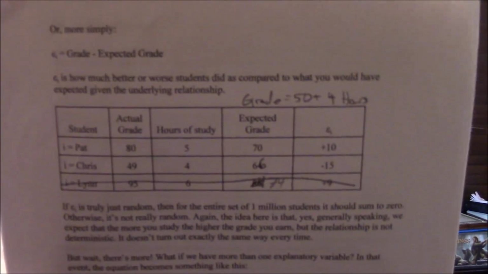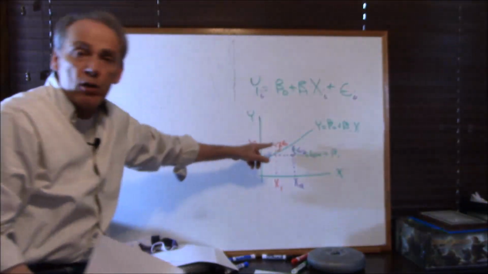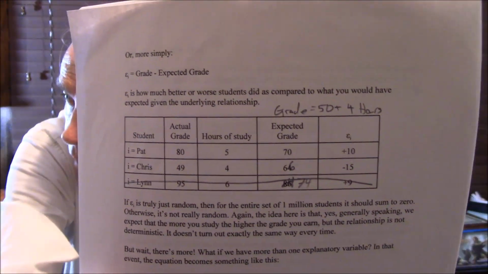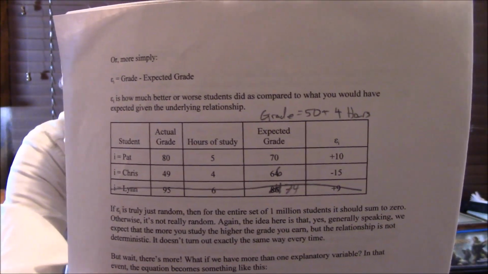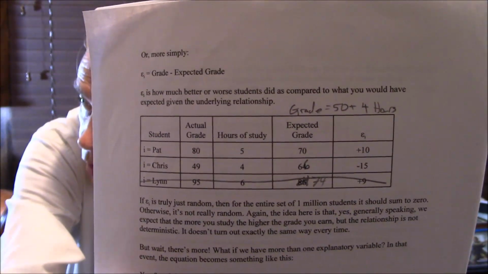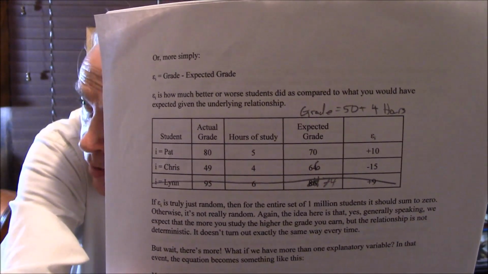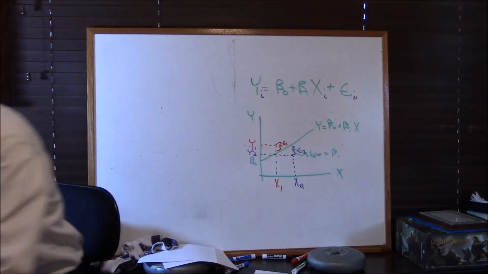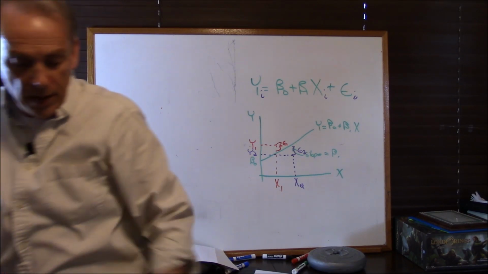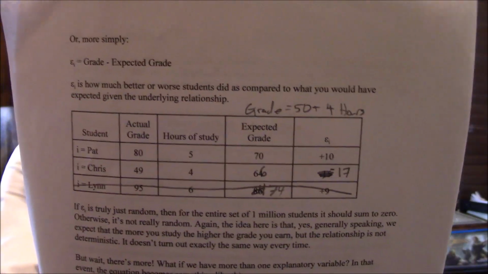Now, so we expected them, and that's going to be the line. The line is what we expected. But there's a stochastic error term. That's not what happened. Pat earned a higher grade than we expected. How much higher? 10 points. I'm going to have to fix the next one because I messed up the math. Chris earned a lower grade than expected, which really sucks for Chris. Let me switch this E over here. So I have 66, 60, 17. They earned 17 points lower than the regression said they would have earned.